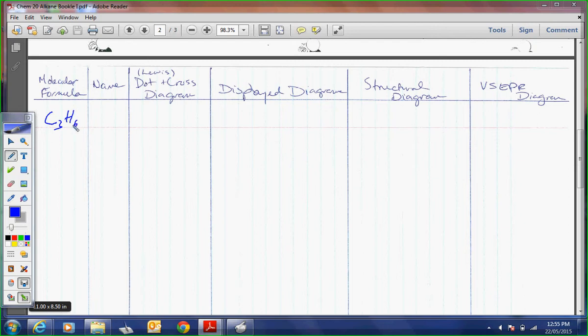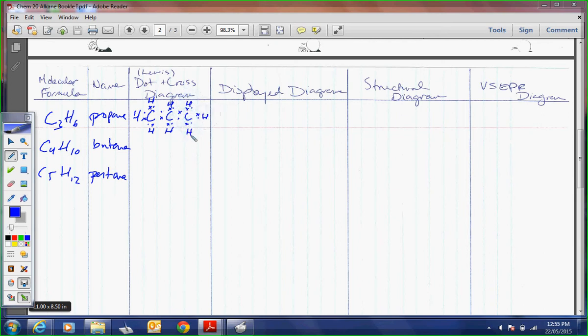C3H8, C4H10, C5H12. Okay, so this name was propane, this name is butane, and this one is pentane. Dot and cross diagram for propane would be kiss and a hug, H, kiss and a hug, H, kiss and a hug, H, kiss and a hug, C, kiss and a hug, H, kiss and a hug, H, kiss and a hug, C, kiss and a hug, H, kiss and a hug, H, kiss and a hug, H. All good? Display diagram then converts each of those kisses and hugs into a stick.